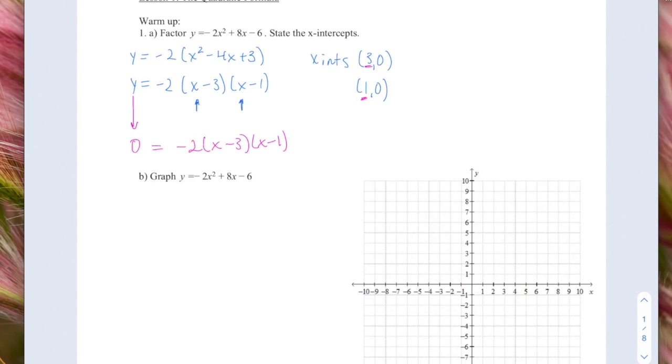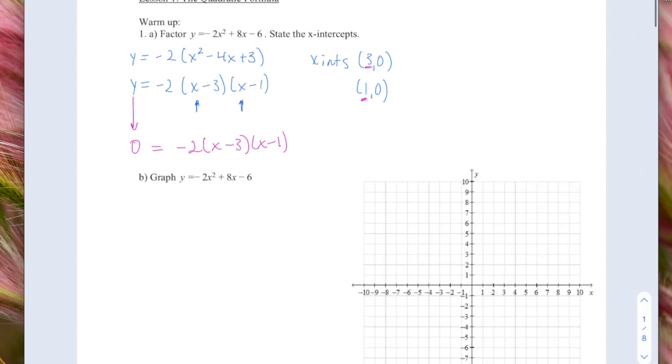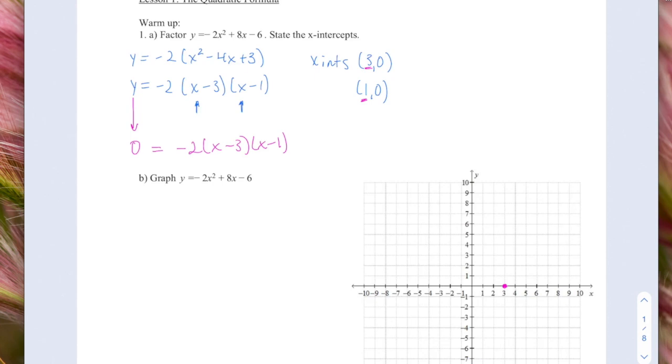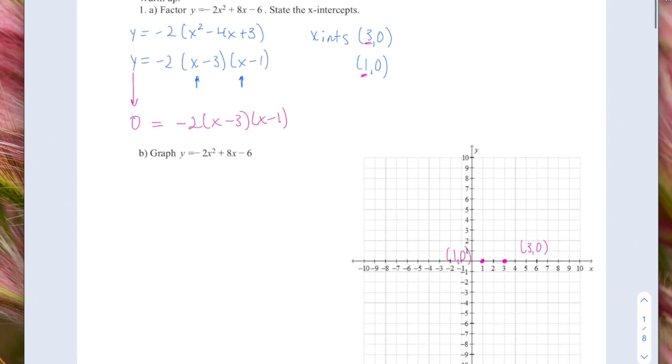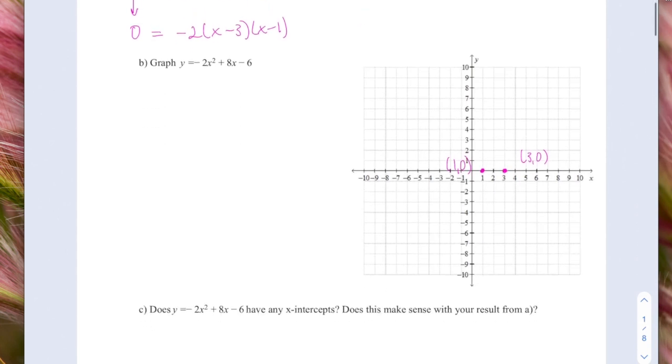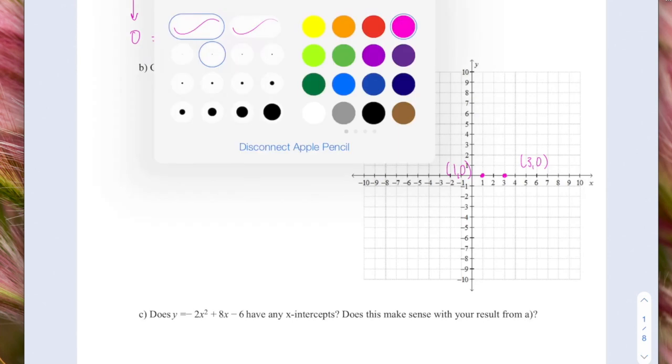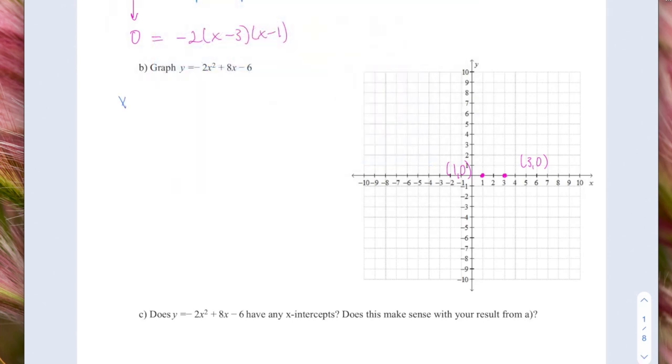How do I use that to help me graph? Well, I can plot my 2 points, my two x-intercepts, and then I will need the vertex. So in order to get the vertex, I can find xv, which is the midpoint of 3 and 1. So we see that xv equals 2. And this is also my axis of symmetry for the parabola.